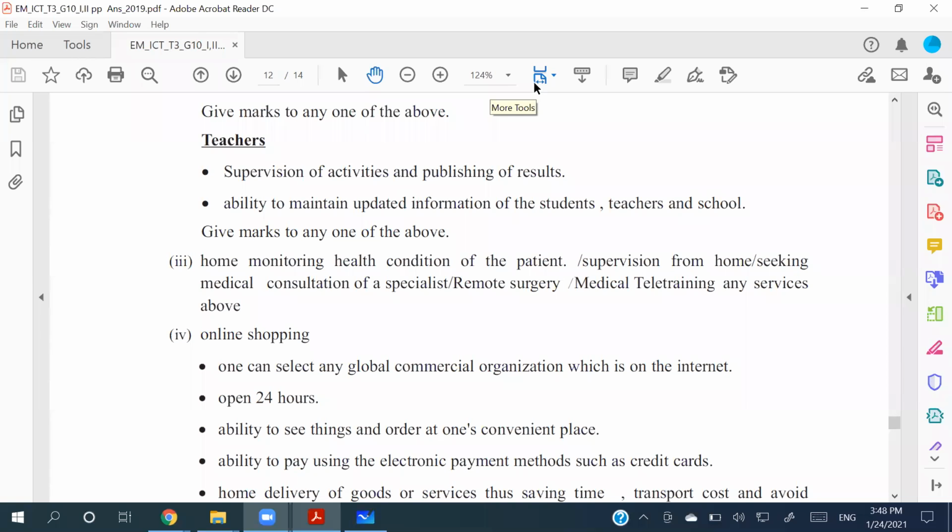Using nanorobots for complex treatments. Using nanorobots for complex treatments is not going to be an advantage of telemedicine. Now, using nanorobots is a good application of ICT in the health sector, but it is not specific to telemedicine.